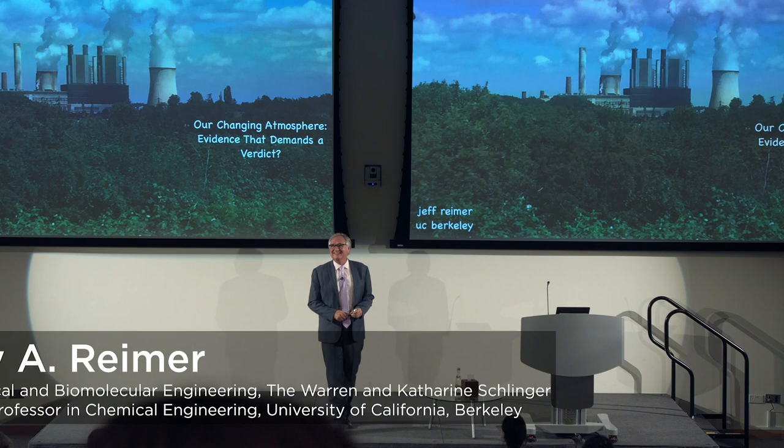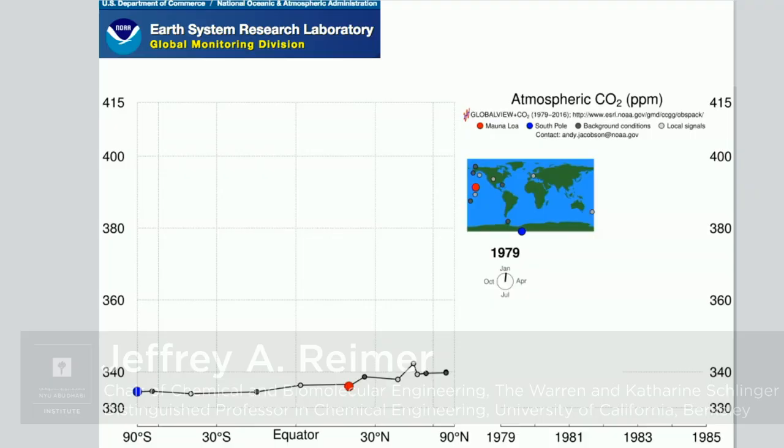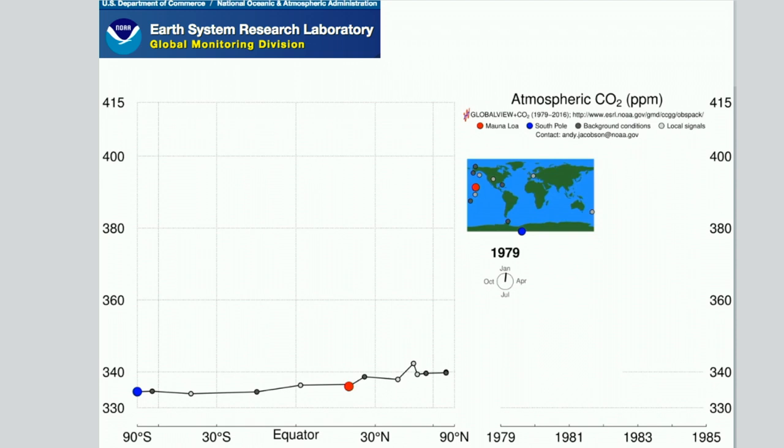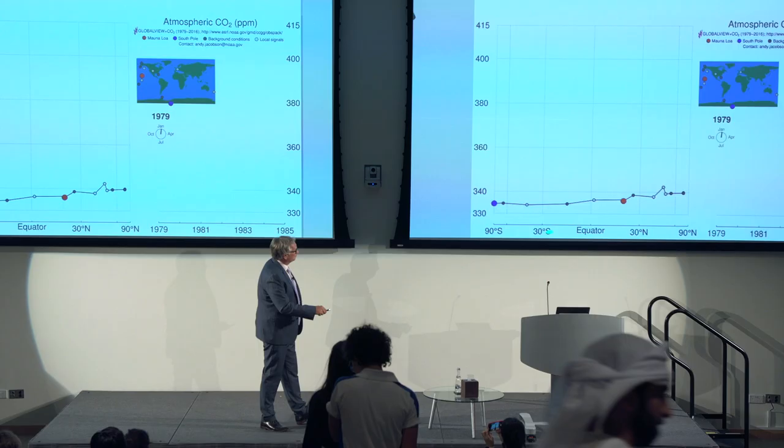Let's start with a movie. The cast of characters in the movie is a little complicated, so let me point them out to you. Over here on this side of the screen will be the concentration of carbon dioxide in the atmosphere. The units of that are parts per million, so not much. On this axis is where you are on the world: North Pole, South Pole, equator.